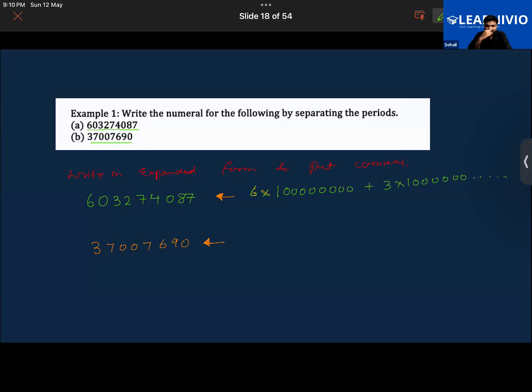See, if in the exam the question comes to write the number in the expanded form, kindly do it in this manner. This is the more appropriate method to write it. Sumaya, what about you? Did you write the number in this manner?